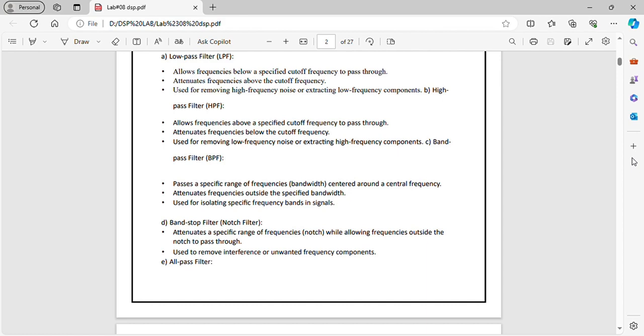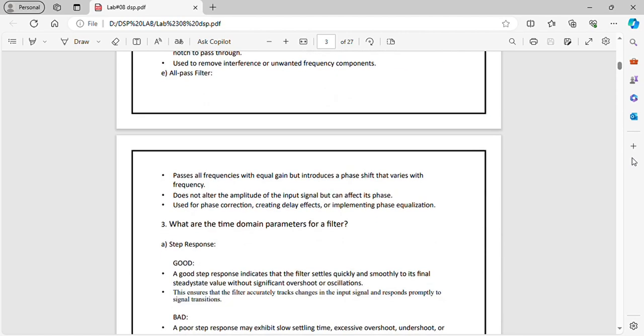The fourth type is the band stop filter, which is also called a notch filter. It attenuates a specific range of frequencies while allowing frequencies outside the notch to pass through, and is used to remove interference or unwanted frequency components.